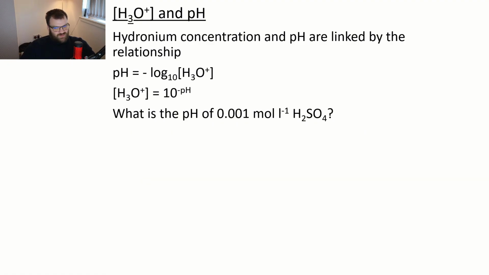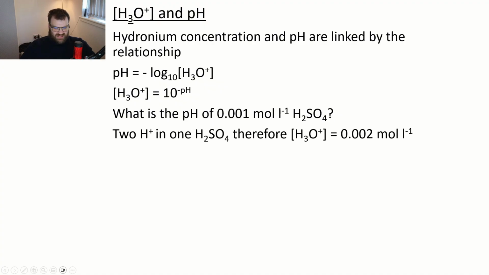If you're asked to deal with sulfuric acid, an important thing here is that each sulfuric acid has 2 hydrogen ions in it. That means we have to double up the concentration of the chemical. So we're going to be using 0.002 moles per litre in our calculation, minus log to the base 10 of that, and the calculator tells us 2.7.